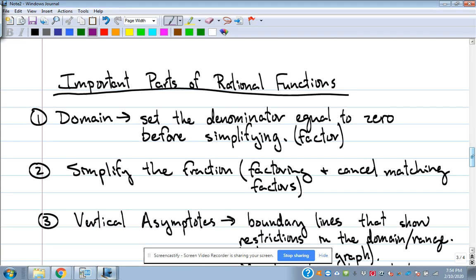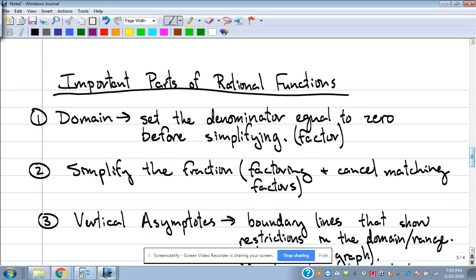Let's go back to the start. Domain. When are we going to find domain? Before we simplify. At the very beginning, as soon as we get the problem, if it asks for the domain, we're going to look for the domain. Don't do anything else to it. Just do the domain. Factor the denominator, set it equal to 0, solve it. Then we're going to simplify the fraction. So that involves factoring the numerator as well and then canceling out matching factors.